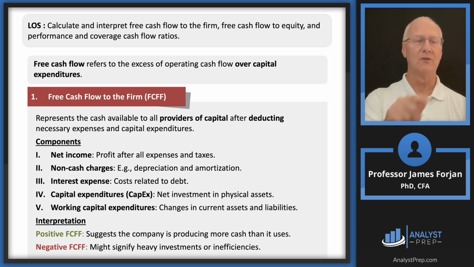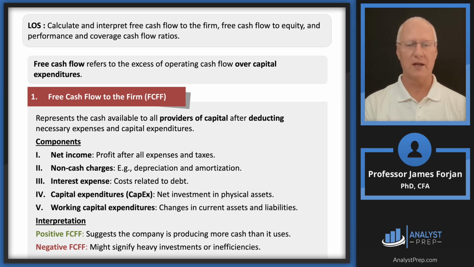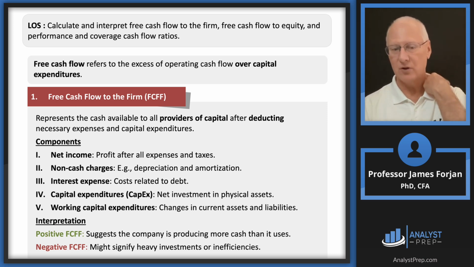Yeah, look at the interpretation. So what does the LOS say, calculate and interpret? I'll show you how to calculate that in just a second, right? Positive free cash flow to the firm means producing more cash than it uses. This is good news, right? Negative free cash flow to the firm. Now, you might think that this is bad news, but lots and lots of mature firms with brand names have negative free cash flow to the firm.